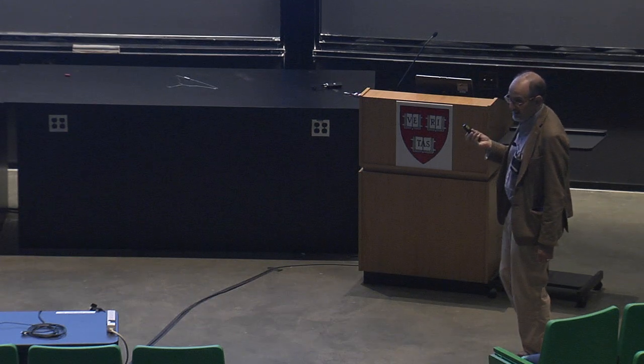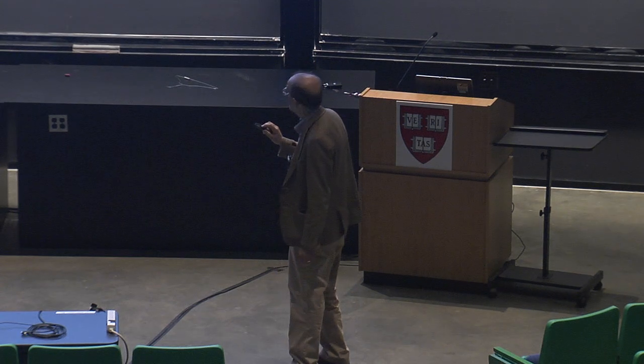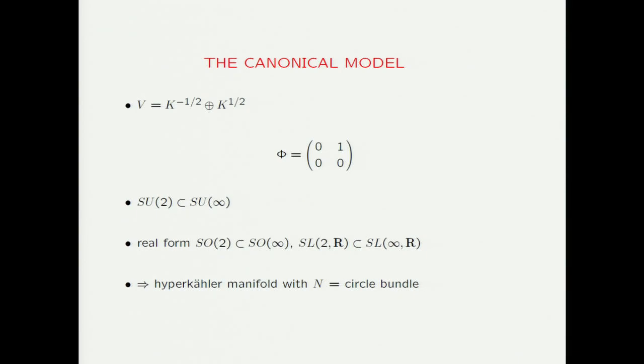So the only way that we can understand what's going on is to look at the canonical model, because this one here. So what is this? This is an SU2 connection, but SU2 sits inside SU infinity. PSU2, forget about it. I mean, SU infinity thought of as symplectic diffeomorphism, it's really the quotient by the center. In this case, as I say, we've got the real form, we've got SO2, and the Higgs field is in the opposite part. So this is going to give us a model example of one of these hyperkähler manifolds. So we need to understand what it is.